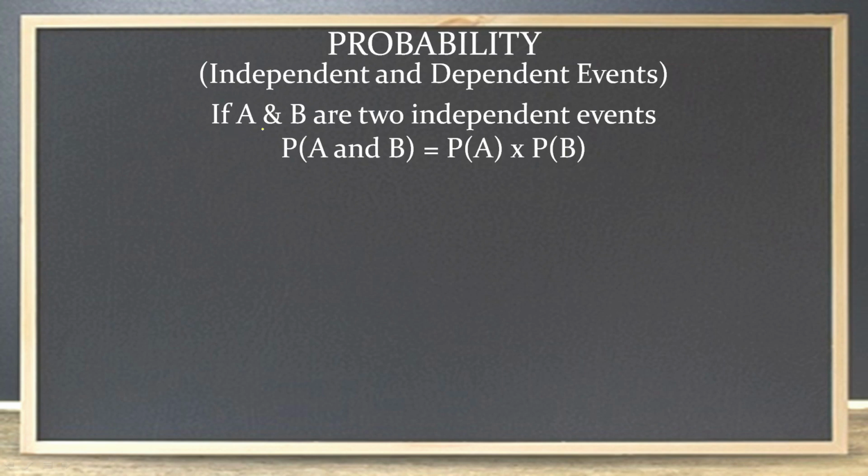Let's say we have A and B as independent events. It means the occurrence of A does not affect the probability of B, and the occurrence of B does not affect the probability of A. Okay, so we will use two dice to give an example of independent events.